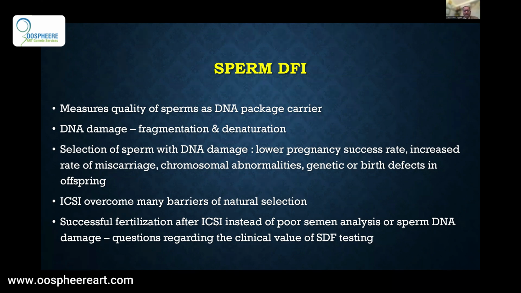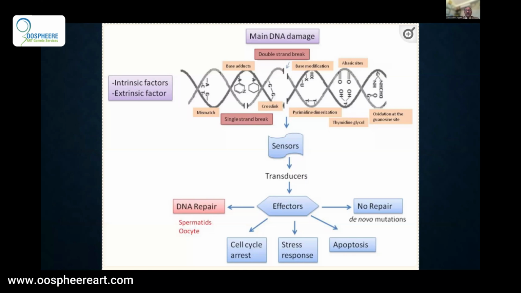But the very simple technology of ICSI can overcome these barriers of natural selection, with successful fertilization after ICSI despite poor semen analysis or sperm DNA damage. Questions regarding the clinical value of DFI testing are still on. Now, as you see this double helix structure, if you have a single strand break, you will see it like this. And if you have a double strand break, then both the strands are broken.